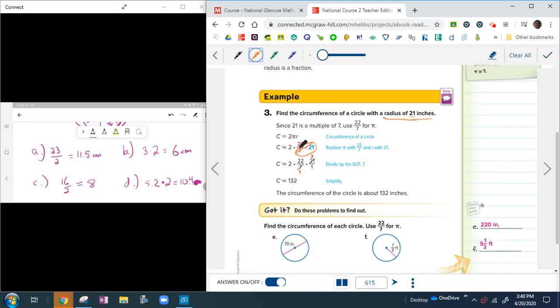We replaced pi with an approximation for pi. We replaced the radius with 21 because that's what's given. And then we just multiply. All right, 2 times the approximation for pi times the radius, and we get our answer.